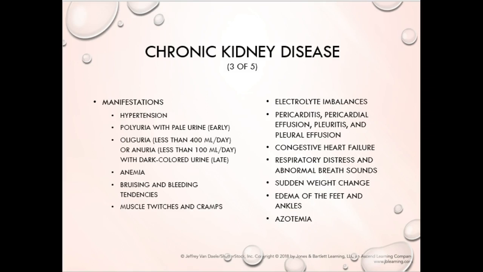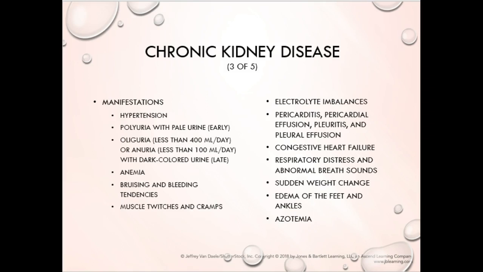So, manifestations, anything that you can think of, right? Oliguria, less than 400 milliliters a day as opposed to anuria, which is less than 100 milliliters per day. So I would know the difference between those urinary outputs. You probably already do, right? Just trying to be clear. Dark colored urine, because obviously they're not pushing enough fluids out.